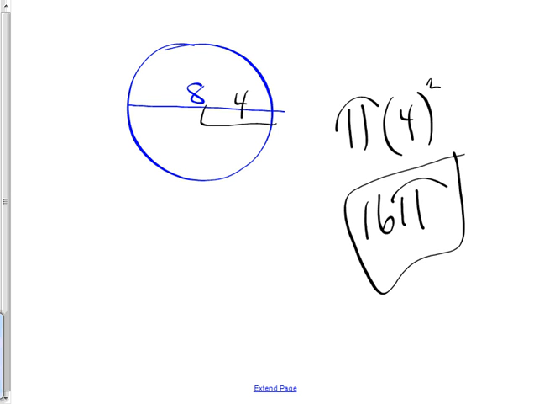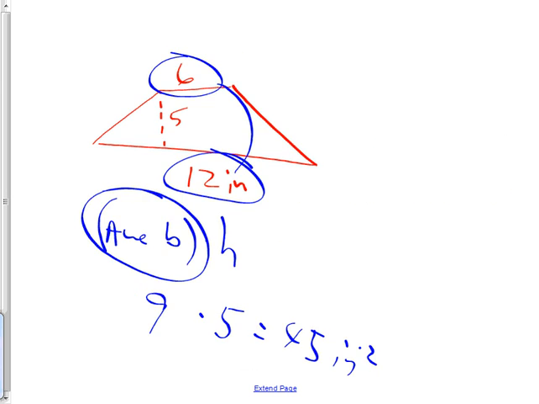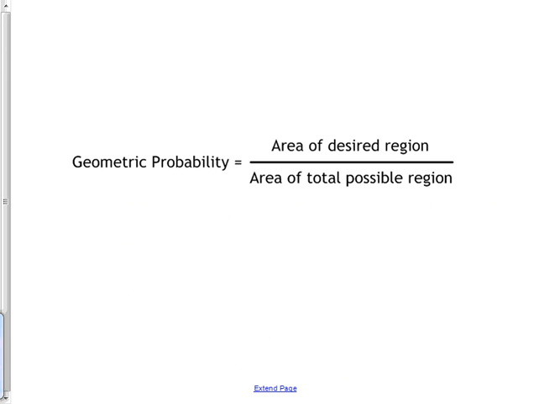All right. Good enough on the areas of things. To be able to understand this, you needed to know those areas. So now we're going to talk about geometric probability. By the end of the period, you will be able to define geometric probability and be able to calculate it. To define it, it's basically the area of what you want over the area of what was possible. Notice that's the same thing I've been saying for probability the whole time. What you want over what's possible.